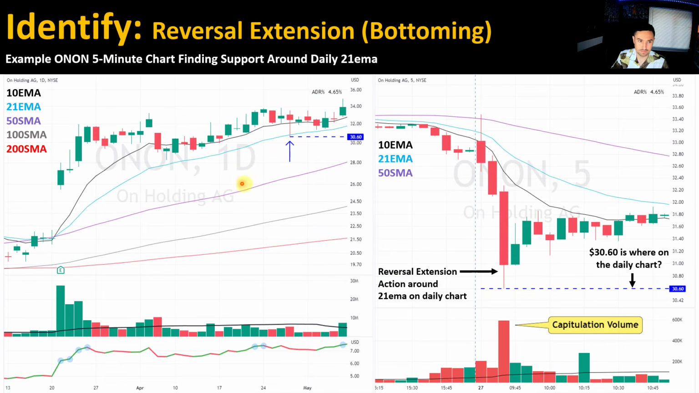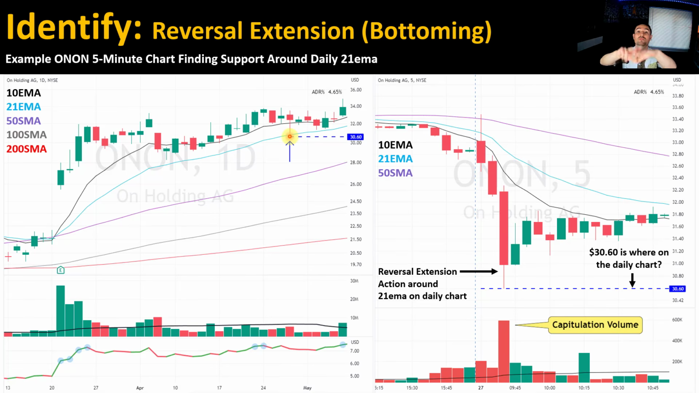Here is ON. You can see that ON is trending up here, first pullback to the 21 EMA, and here is the 5-minute chart. See how it's a reversal extension. Price is extended to the downside versus the 10 EMA and also the 21 EMA. Perfect shakeout demand tail, and then starts bouncing off. See this $30.60 level. Where is this on the daily chart? It's pretty much right there on the 21 EMA.